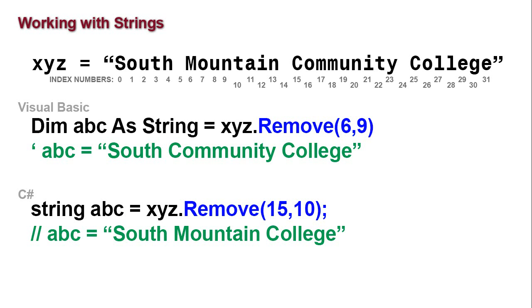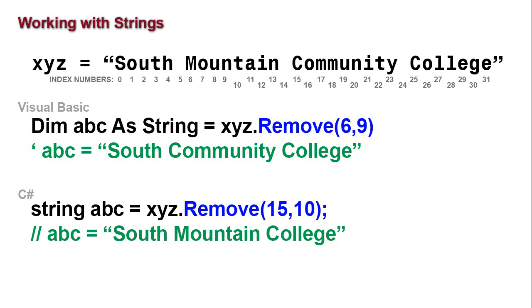It's important to note that the remove function, along with several of the other functions here, such as ToLower, ToUpper, Trim, none of those modify the XYZ string, in this case, or the string that they are being applied to, unless that string is reapplied back into itself. So we had ABC equals XYZ.Remove(6, 9). The new value of ABC would be South Community College. But if I were to look up the value of XYZ after executing the statement, XYZ would still be South Mountain Community College. We simply place the phrase without the word mountain into our string ABC.